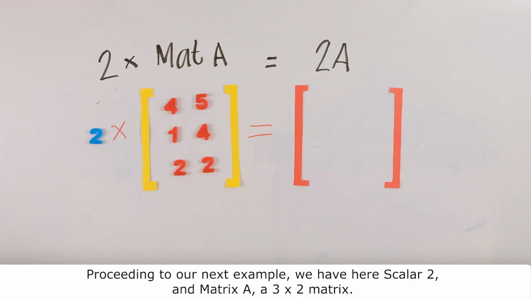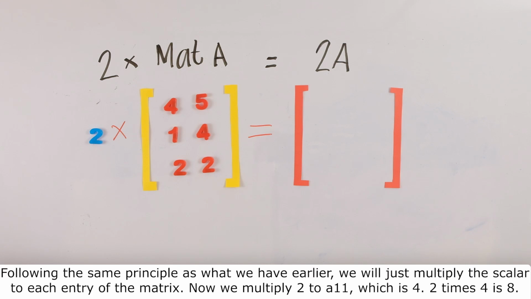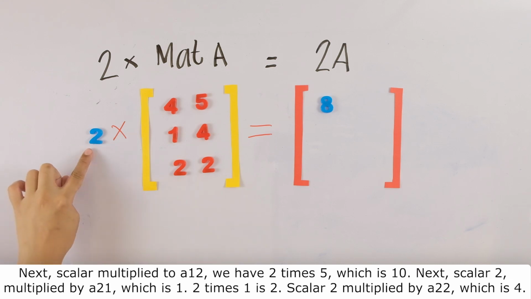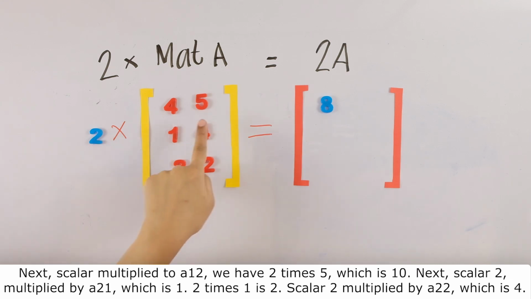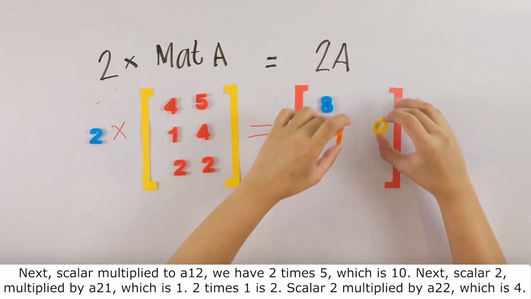Proceeding to our next example, we have here scalar 2 and matrix A, a 3 by 2 matrix. Following the same principle as earlier, we will just multiply the scalar to each entry of the matrix. Now, we multiply 2 to A sub 1,1, which is 4. 2 times 4 is 8. Next, scalar 2 multiplied by A sub 1,2. We have 2 times 5. 2 times 5 is 10.